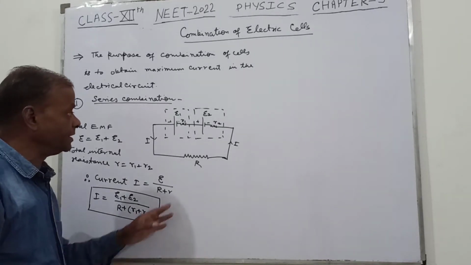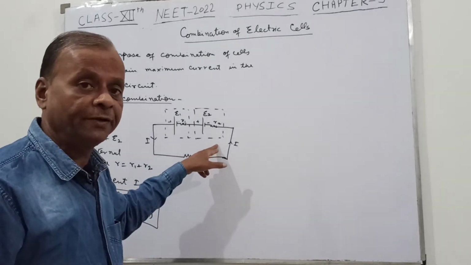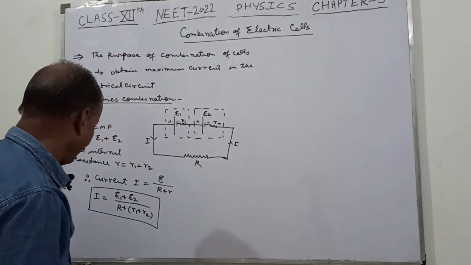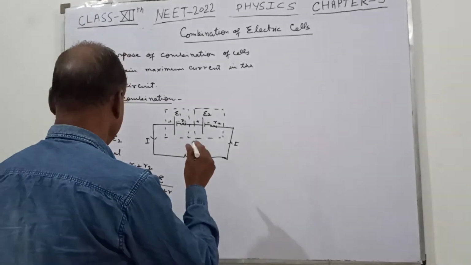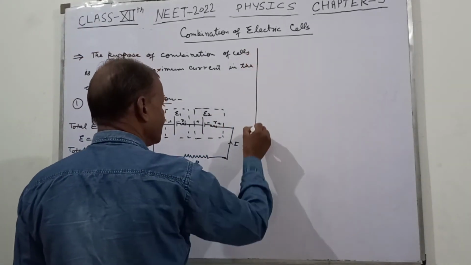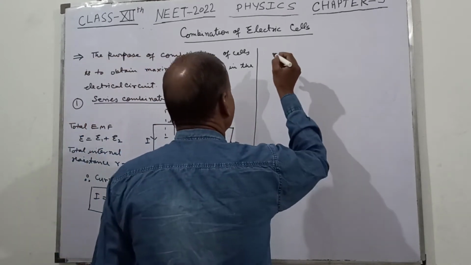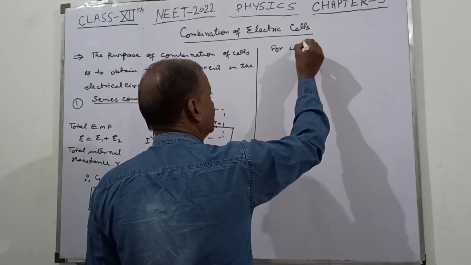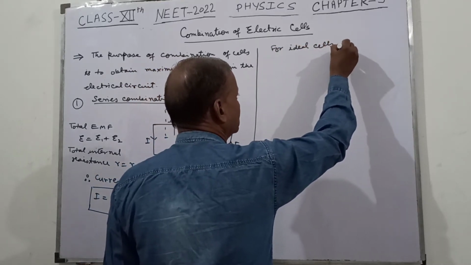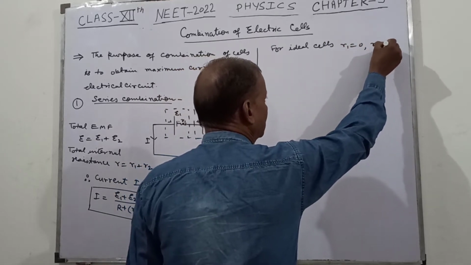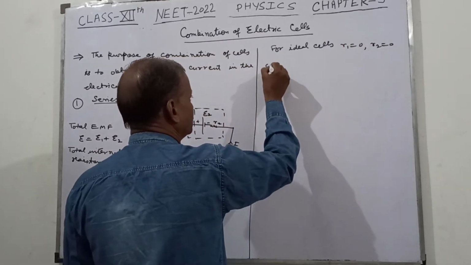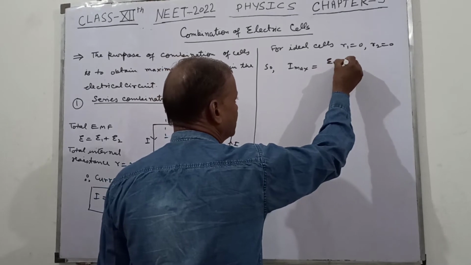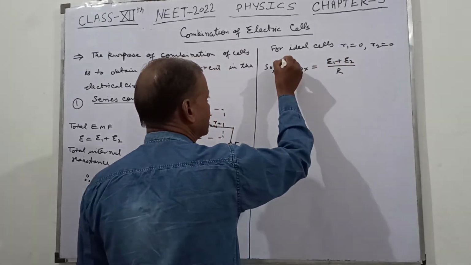And now you can see that if the internal resistance of the cells is minimum or this is 0, then current will be maximum. For ideal cells, R1 equal to 0 and R2 equal to 0. So this I is maximum. This is equal to E1 plus E2 upon capital R. So much.